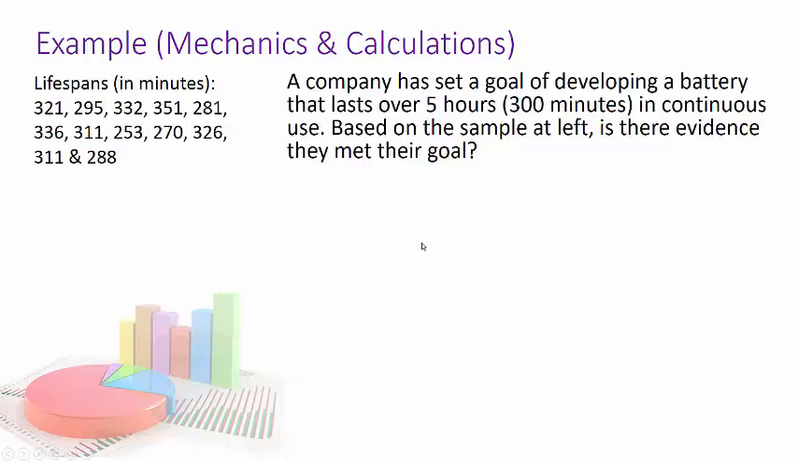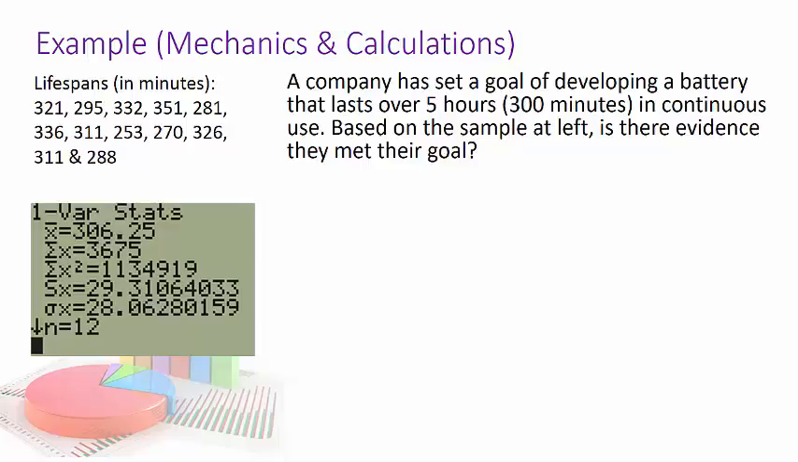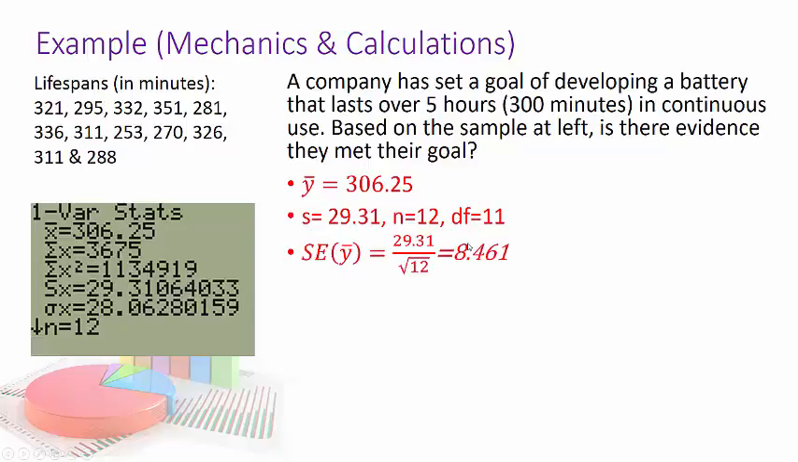Go ahead and run one var stats on your list of data, and you can see your average is 306.25. We have an s, our standard deviation from our sample, of 29.31, and n is 12, so our degrees of freedom is 11. Calculate the standard error by taking s and dividing by the square root of the sample size, and you get 8.461. Take your sample mean minus our null value here and divide by our standard error, and we get a t-value of 0.7387.